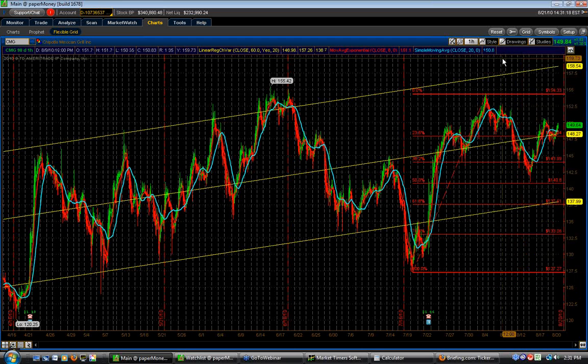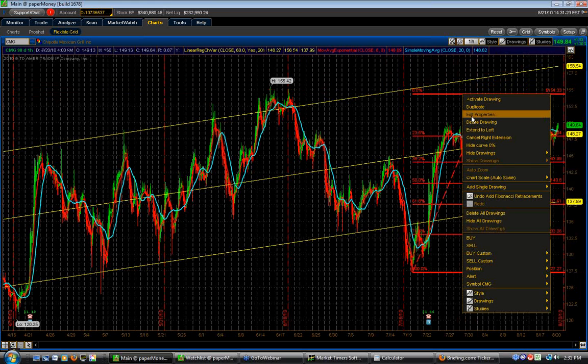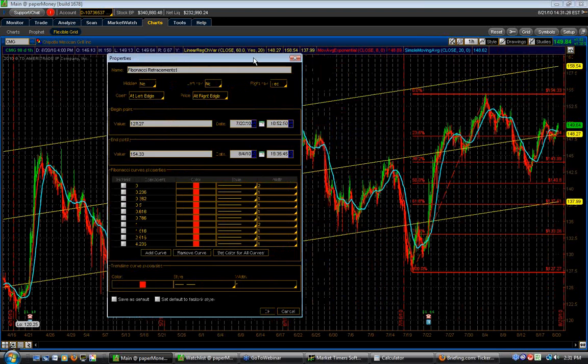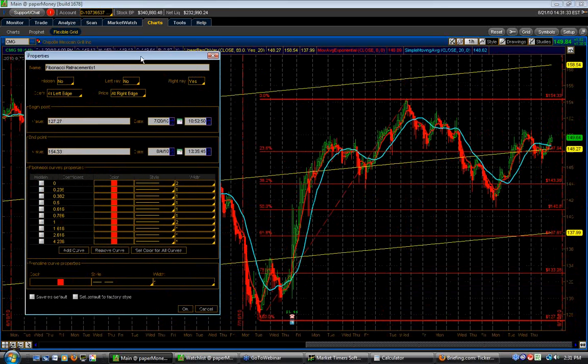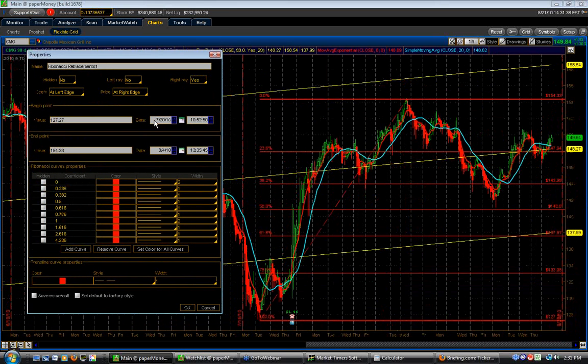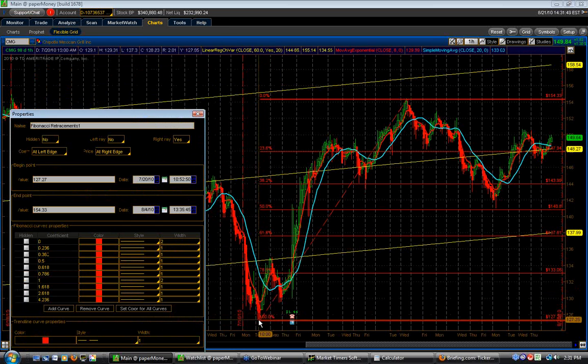Change it back to a pointer. I'm going to put my cursor on that, right-click, edit property, because I want to get those exact numbers of that day. I'm going to blow it up a little bit so I can see it. What day did I start? Beginning was 7/20. 7/20, what was that number? Oh, I can't see it. The low was what, 127.30? Okay, I was real close, 127.27.